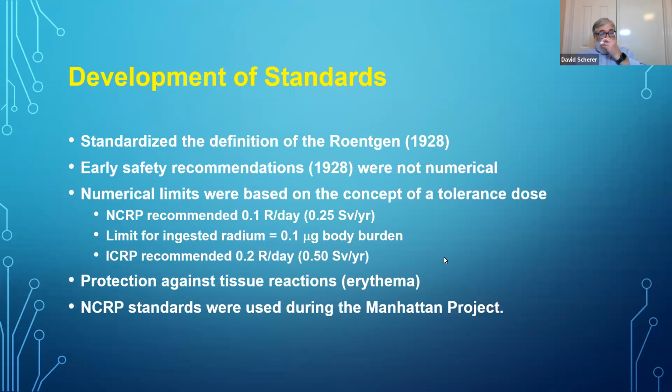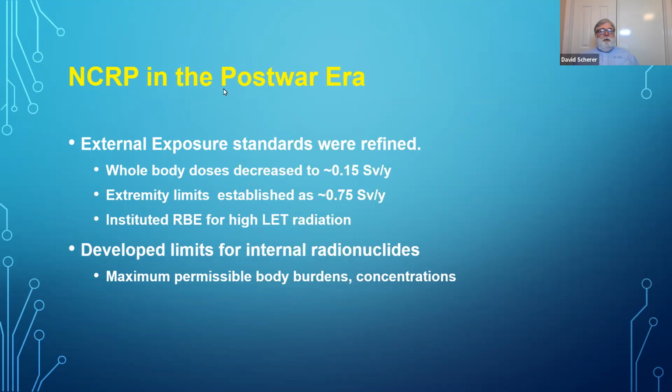These were used during the Manhattan Project. They became the tacit standards used in the Manhattan Project. So it went beyond the use in X-ray work and using radium, naturally occurring materials. So when work began with artificial radioactive material and the first reactors, the same standards were carried over. Okay, in the post-war era, there were refinements to the standards, and these are detailed in Stabin's book pretty clearly.